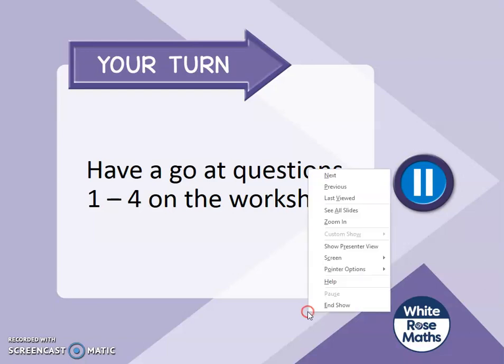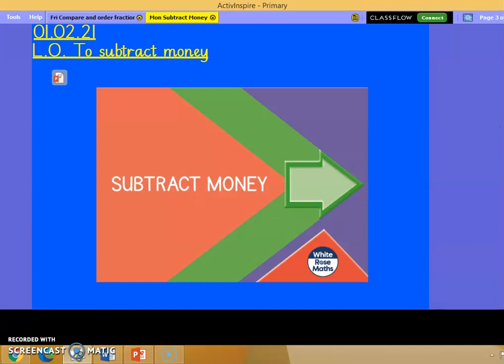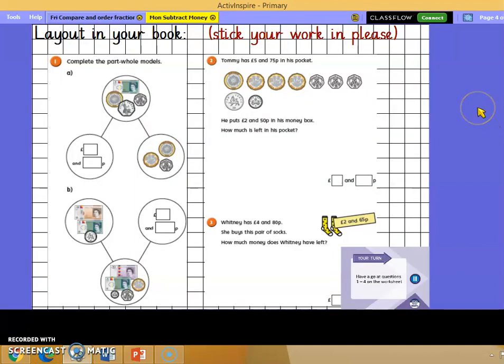Your turn please to have a go at questions 1 to 4 on the worksheet. Here is how I'd like you to record it in your book. Because it is tricky with money to draw it all out, I'd like you to stick the parts into your book please, nice and neatly, and record your method and your answers into your book. When you've finished all the way up to the end of question 4, come back to me and we'll move our learning forward. Pause the video now.